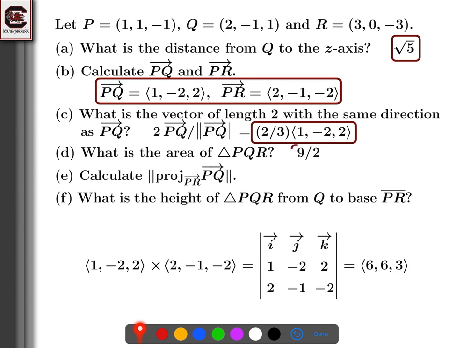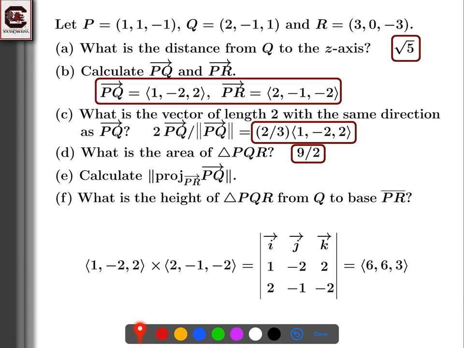The next part, we want to calculate the length of the projection of PQ onto PR. So let me remind you how to do that. We go ahead and take the absolute value of the dot product of PQ and PR, and we divide by the length of PR to get the length of this projection.